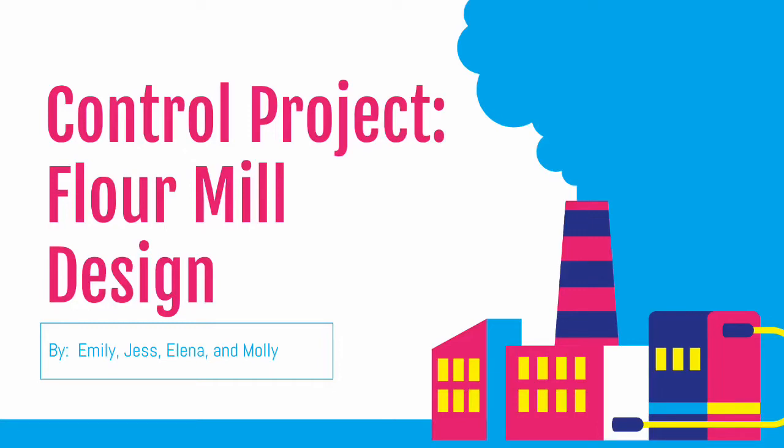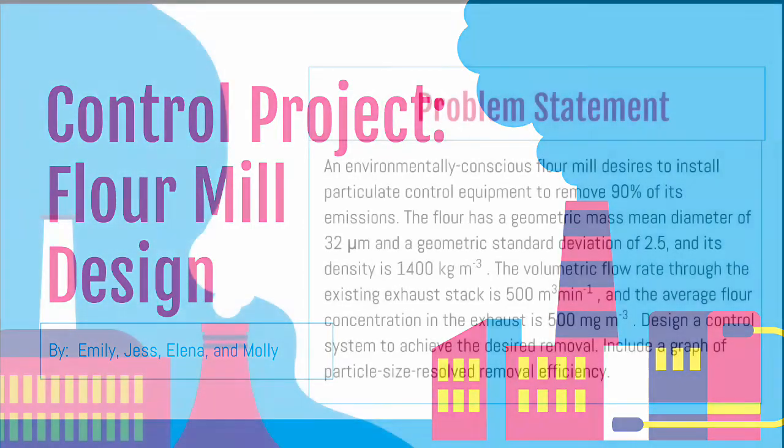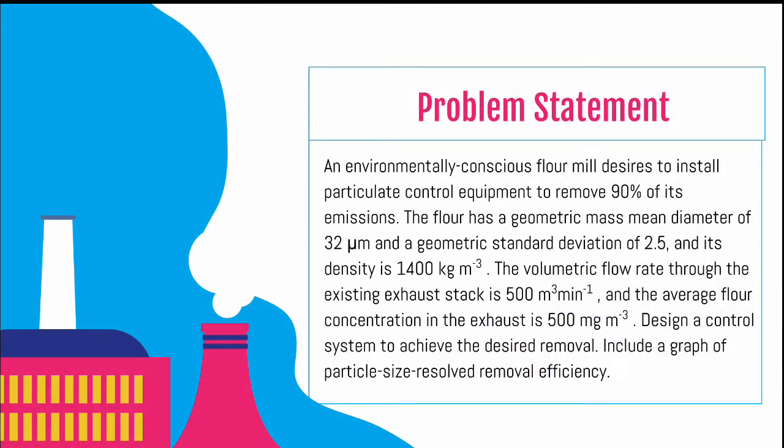For our control project, we were given the task of designing a control system for a flour mill. Our problem statement reads, an environmentally conscious flour mill desires to install particulate control equipment to remove 90% of its emissions. The flour has a geometric mass mean diameter of 32 micrometers and a geometric standard deviation of 2.5, and its density is 1,400 kilograms per meter cubed.